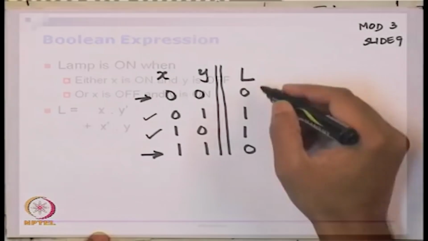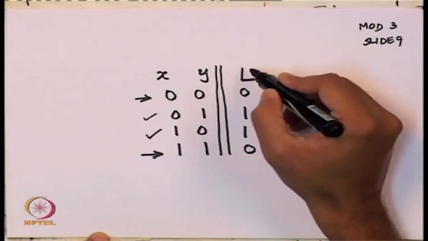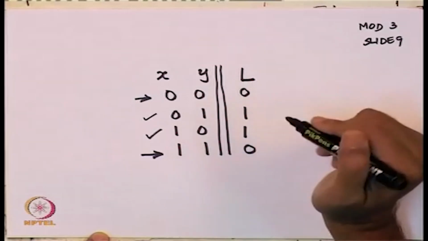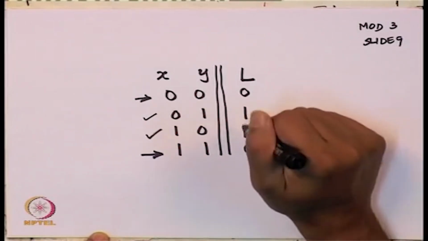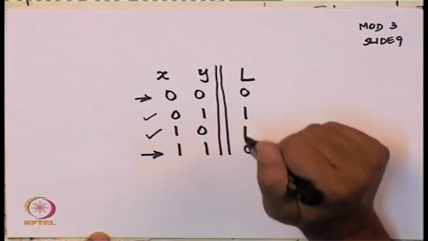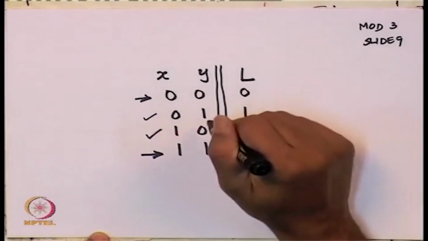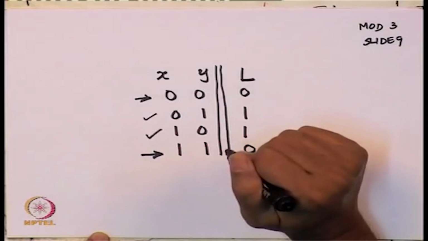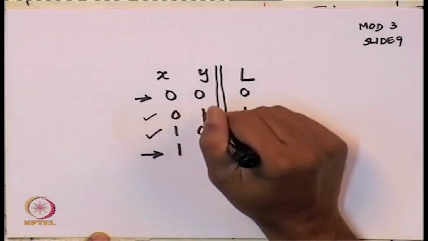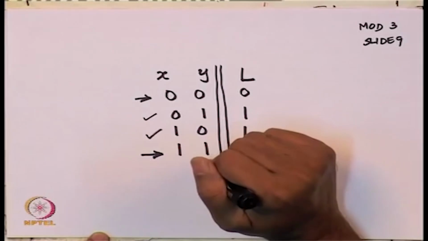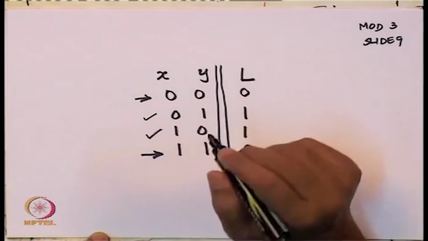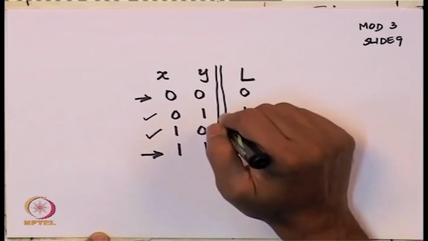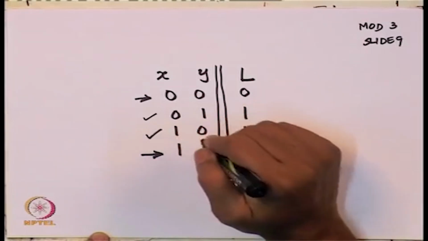What we do is we start from the right side. We look at the output, and we look at all the places where we have a 1. There are two rows, this row and this row here, which have a 1, and wherever there is a 1, we go and look at the left side. The left side is either 0 1 or 1 0. If you want to read it in English, the lamp is on when either X is on and Y is off, or when X is off and Y is on.